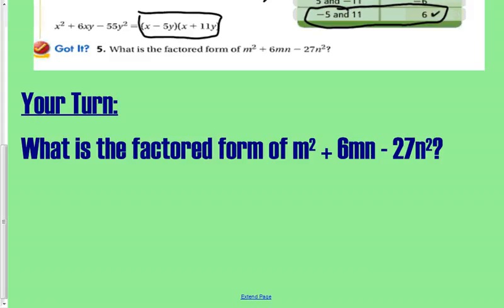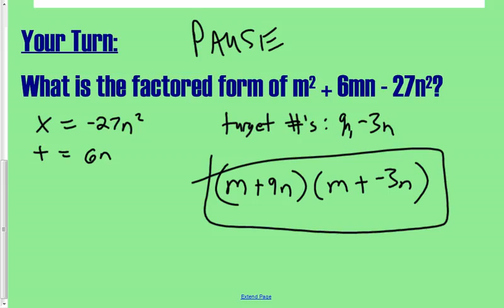So last example, why don't you pause it and then check back in a second once you're done. Alright, so we're looking for target numbers that multiply to negative 27 or negative 27n squared, and then add to equal 6 or 6n, because the n is the extra variable there. So really, we're just trying to find numbers that multiply to equal negative 27 and add to equal 6, but then we add the n at the end. So those two numbers that I found are 9 and negative 3. So our target numbers really are 9n and negative 3n.